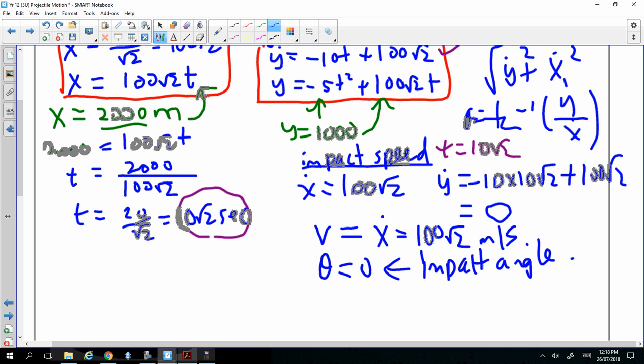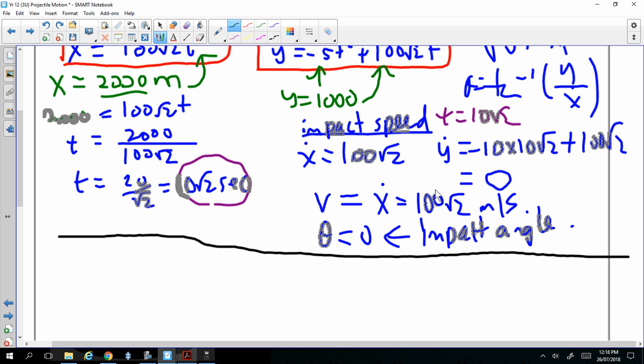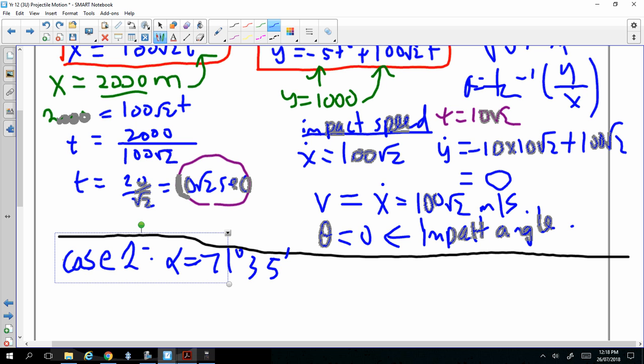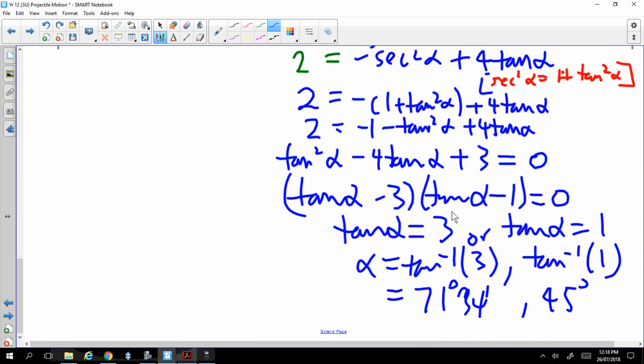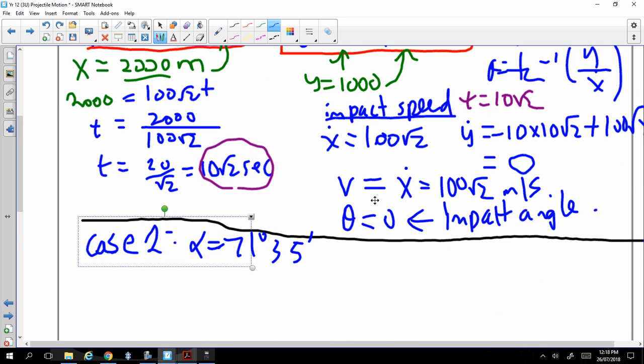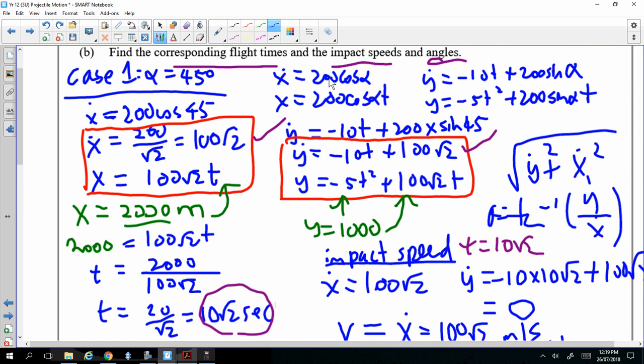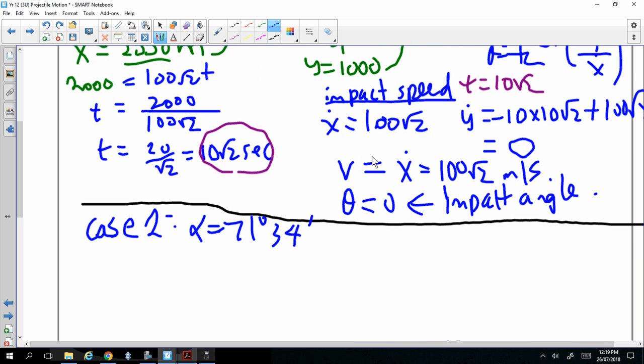Okay, now once we're done, then we have to do case 2, where the angle is 71 degrees and 35 minutes. So 71, 34 minutes. If you substitute that into the equation, let's go back to this one. X dot equal to 200 cos alpha, and you have to go 200 cos 71 degrees 34 minutes.